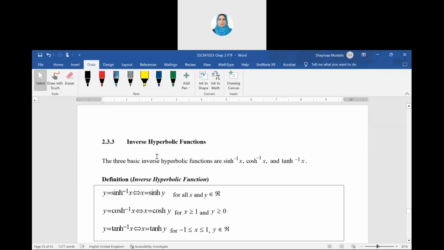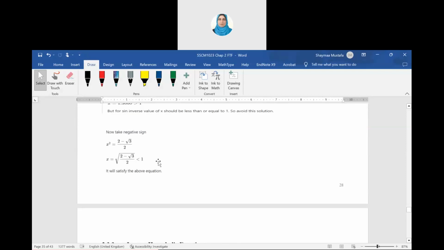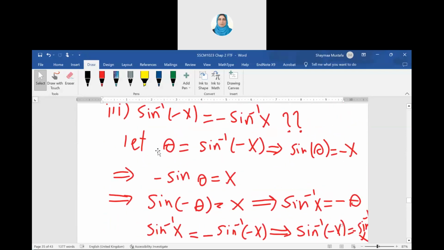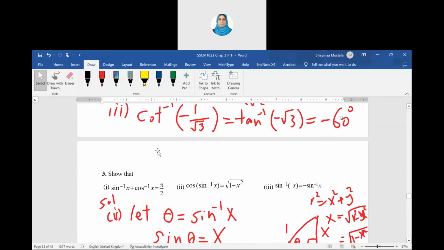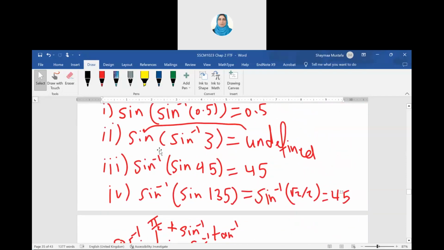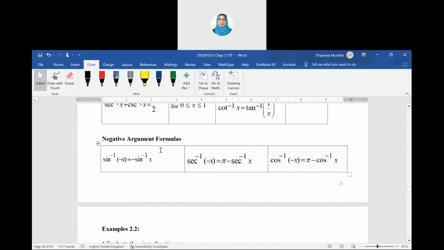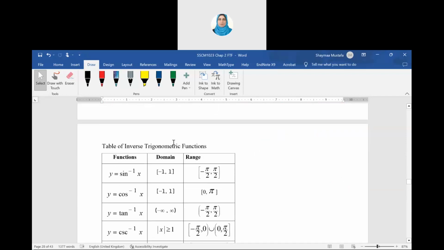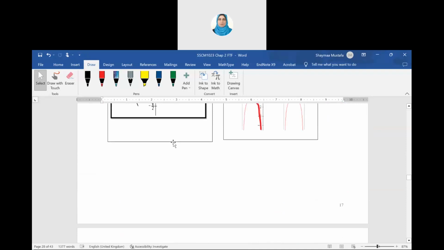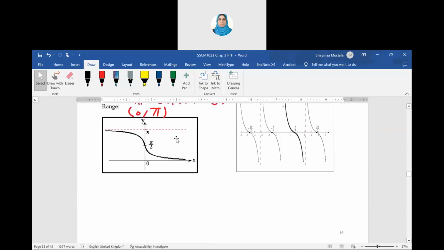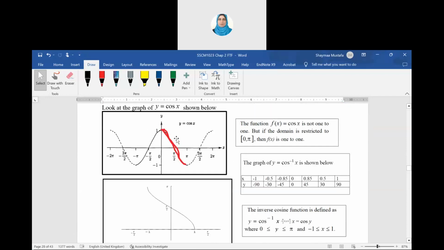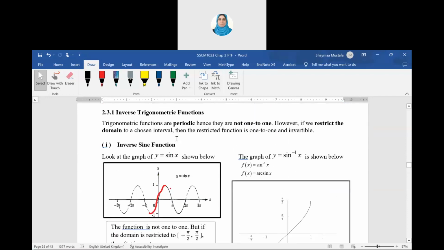Today we will start on inverse hyperbolic function. Yesterday we learned the inverse trigonometric functions. We learned how to find sine inverse, cos inverse, tan inverse, cot inverse. And we said that we have to restrict the domain to find the inverse because the original trigonometric functions are not one-to-one functions. So you have to restrict the domain.